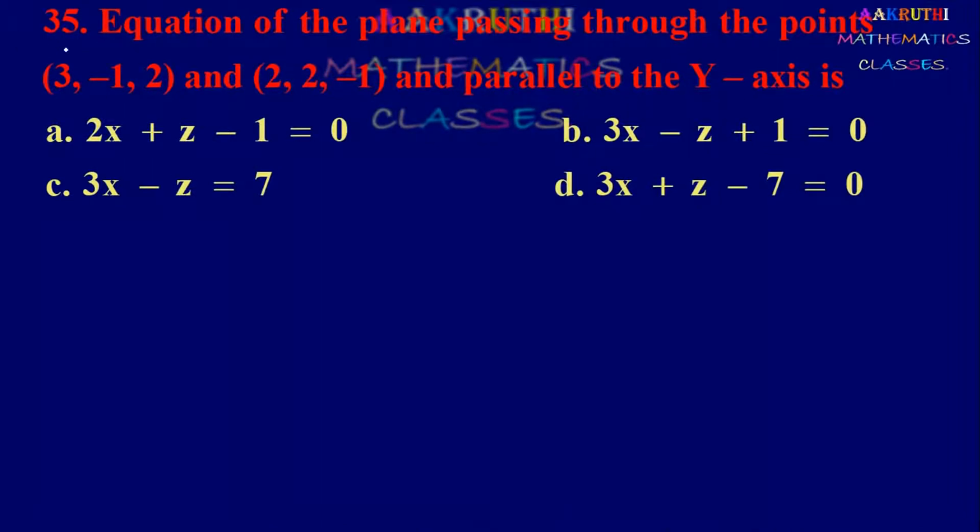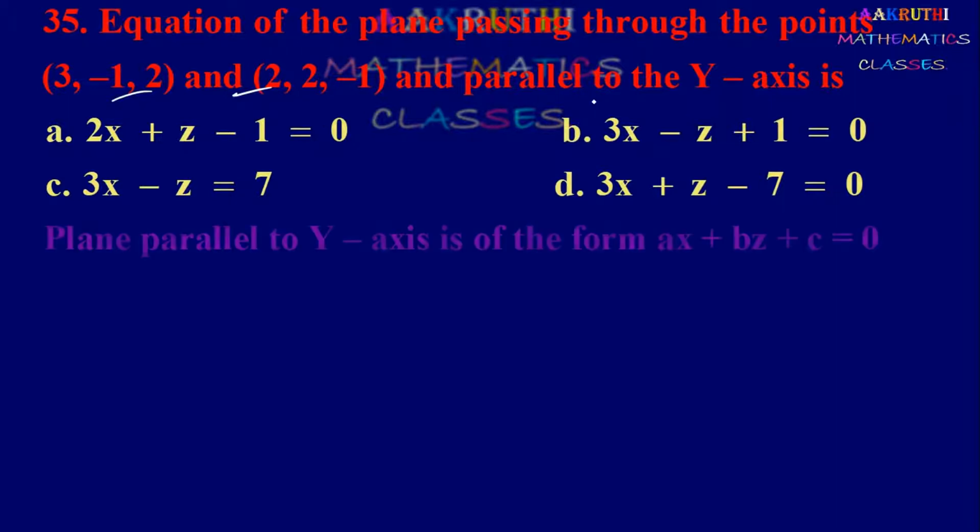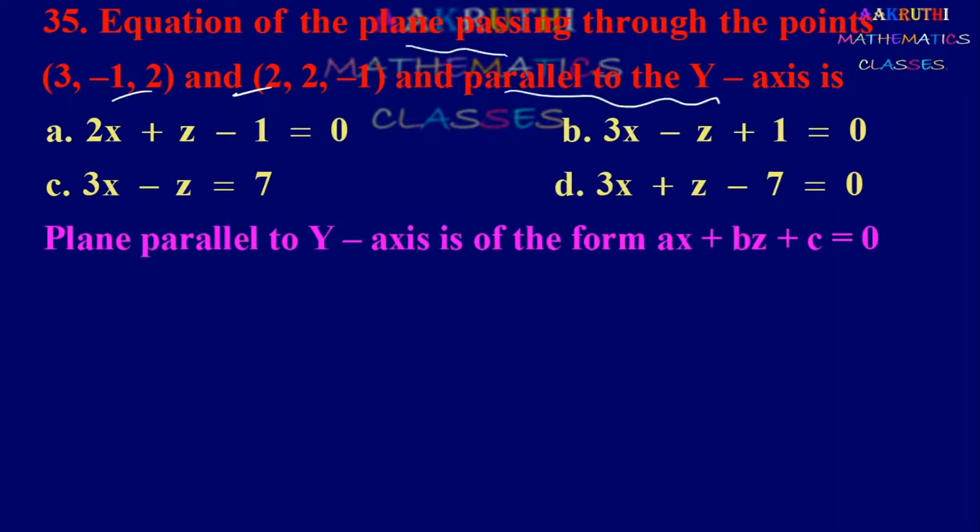So next, question number 35. Equation of the plane passing through the points 3, minus 1, 2 and 2, 2, minus 1 and parallel to the y-axis is. Here also 2 points are given, and we can directly substitute and verify which equation satisfies both these points, and that is the required plane. Or else we can calculate here using the condition that the plane is parallel to the y-axis. So therefore its equation is of the form ax plus bz plus c equal to 0.